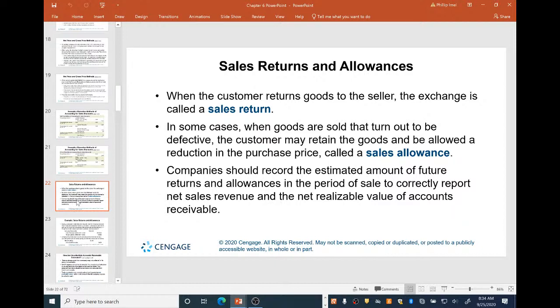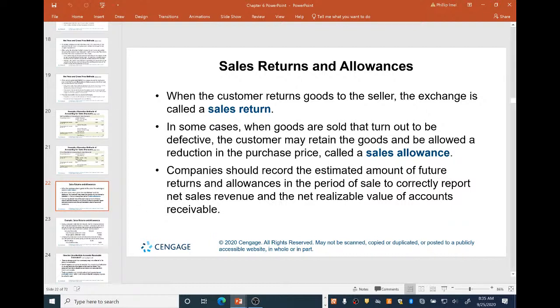Okay, sales returns and allowances. So obviously, sales returns is when the customer returns the goods back to the seller. Sometimes goods are sold that turn out to be defective. The customer may retain the goods, and once again, we give them a sales allowance, right? So we just give them a reduction in the price, right?